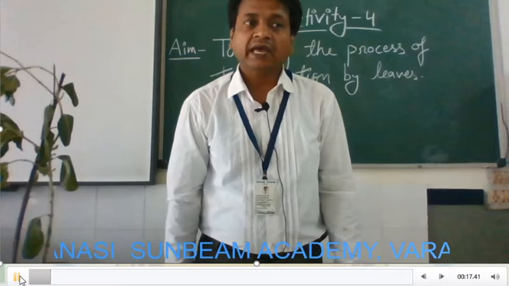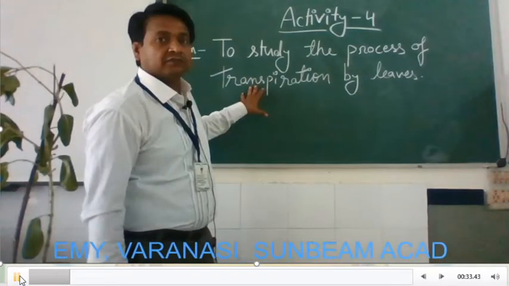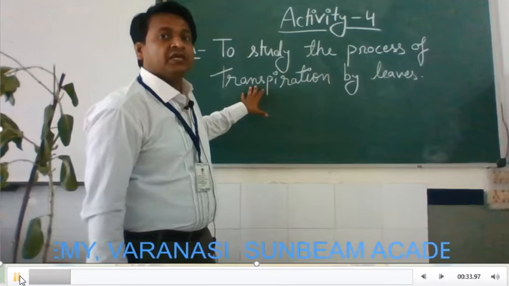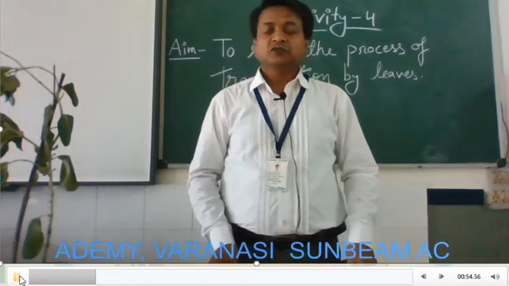The aim or objective of this activity is to study the process of transpiration by leaves. Children, you have already studied the process of transpiration. It is a process in which the plants remove excess water through the stomata which are present on the lower surface of the leaves. And the same we are going to demonstrate here, that water is going to be removed from the leaves of the plant. So for this activity we need a potted plant.